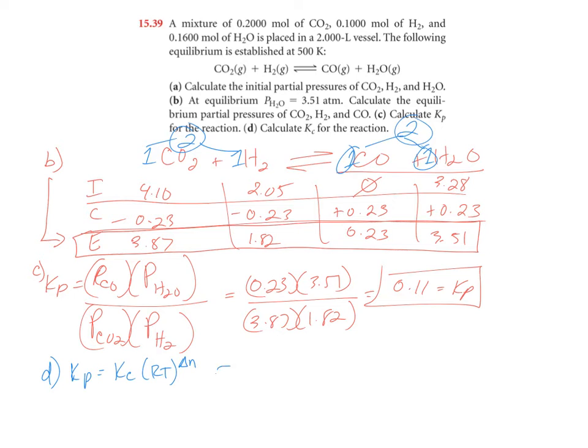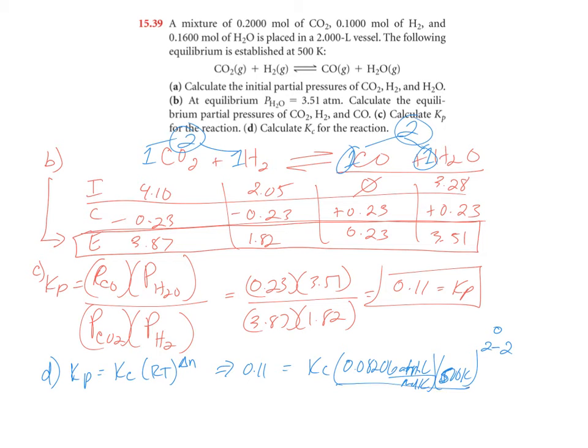We do have K sub P, so let's substitute that in. We're looking for K sub C. R is 0.08206 atmospheres, liters. T is 500 Kelvin. Raised to a power of delta N, which is products, 2 total, minus 2 of your total reactants, 2 moles. And 2 minus 2 is 0.